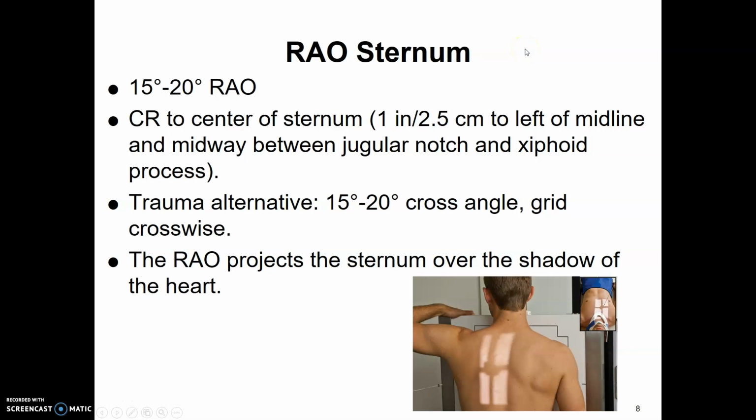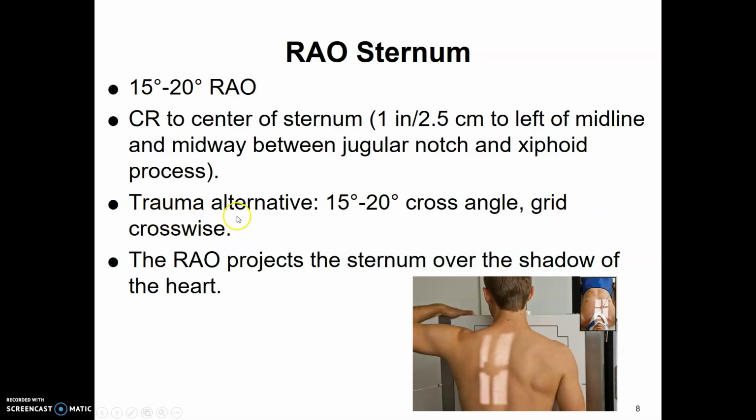The RAO sternum is a 15 to 20 degree oblique in RAO position, so right anterior oblique, okay. Centering to the center of the sternum, and where is that, you say? Well, you're going to put your central ray about an inch to the left of midline, and between jugular notch and xiphoid process. And I'll show you my trick to do an AP first to figure it out.